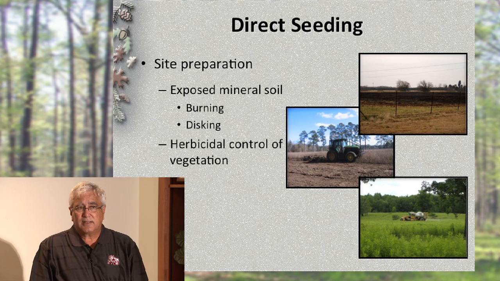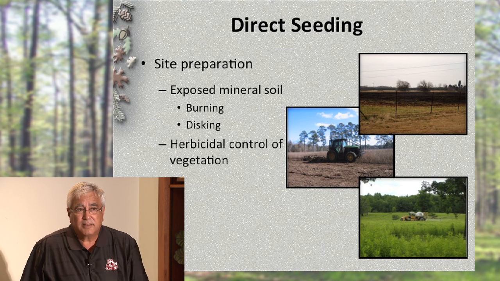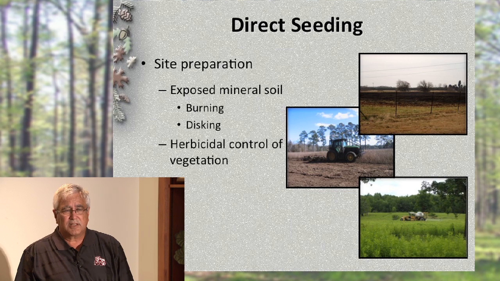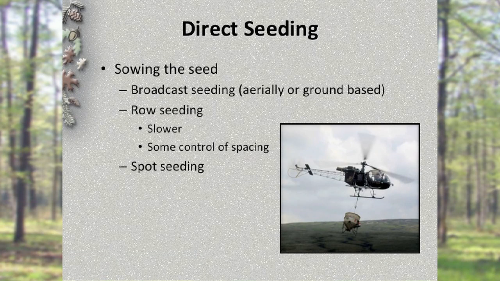Site preparation for direct seeding basically dictates that we have exposed mineral soil, and this can be done through disking or through burning. We can also do this with herbicide control of our vegetation, which may also be followed by burning. We can broadcast our seed through either aerial or ground-based methods, much quicker if we're doing it with aerial seeding. A row seeder would be an implement on the ground. It would be slower, but with that we have some control over our spacing. If you have a very small area that you'd like to seed, then you can just do spot seeding as well.